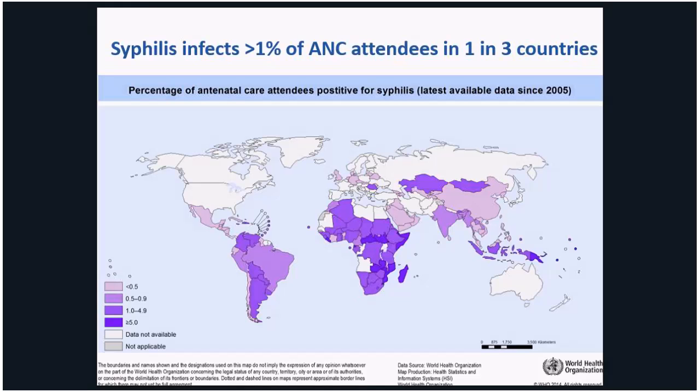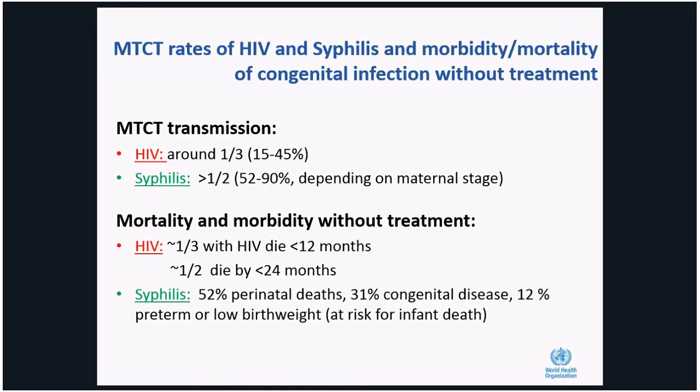Next slide. And the MTCT rates of HIV and syphilis and morbidity and mortality of congenital infection without treatment suggest that syphilis is even more transmissible than HIV, with a transmission rate of between 50 and 90%, depending on the maternal stage of infection. And that morbidity and mortality in syphilis is really very significant. You see 52% of perinatal deaths, that includes stillbirths, 31% of those morbidity events will result in congenital disease, and 12% will develop preterm or low birth problems. So really a very high risk of morbidity and mortality as a result of syphilis infection.